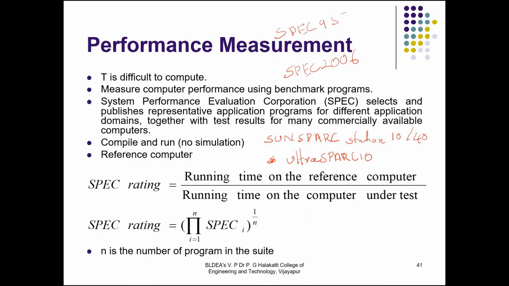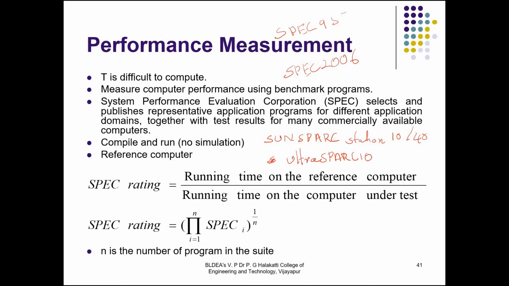SPEC rating is equal to runtime on the reference computer divided by runtime on the computer under test. So as I told you, the runtime is compared on both the computers. Whatever is the runtime of the reference computer is taken, and the runtime of the computer under test is taken, and these two are used in the calculation, which will give us the SPEC rating. So SPEC rating is equal to runtime on the reference computer divided by runtime on the computer under test.